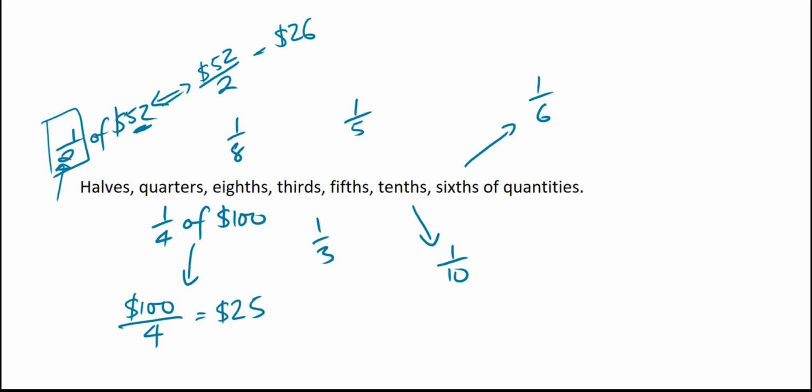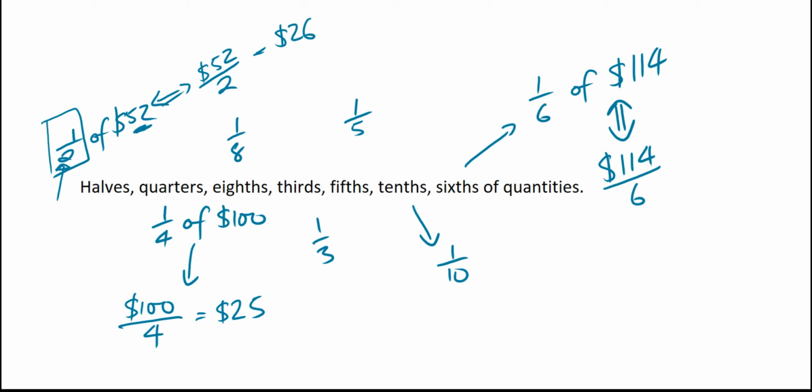Let's have a look at something like this. 1/6 of, let's say, $114. So we can work that out by finding out what 114 divided by 6 is.